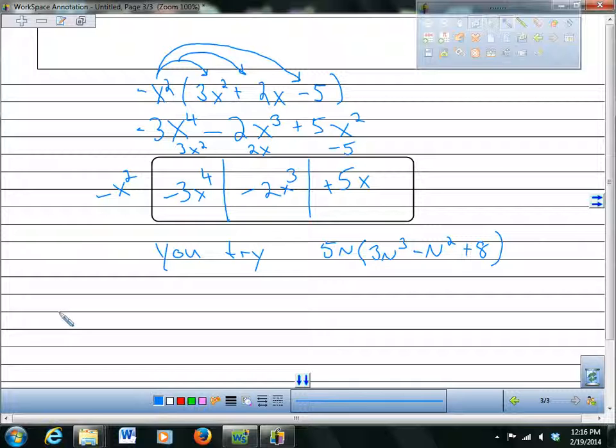Go ahead. Is it 15n minus 5n? I mean 15n to the third minus 5n to the second plus... 15n to the what? 15n to the fourth. Minus 5n to the what? Third. Plus what? 40n. Nice. Okay?